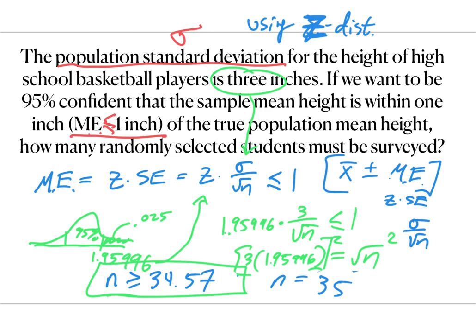I say that because sometimes your book, and sometimes myself, will make it somewhat confusing by saying if I want an interval to only be 2 inches wide, well, that right there means the margin of error is only 1. If I want an interval to only be 5 inches wide, then I'd have to have a margin of error of 2.5 inches. So do you understand the difference between interval width and margin of error? Or in this case, margin of error versus standard error, where the z-score goes in.